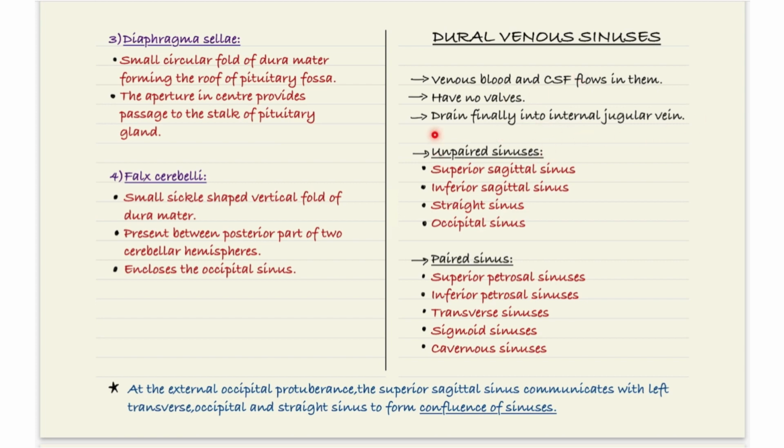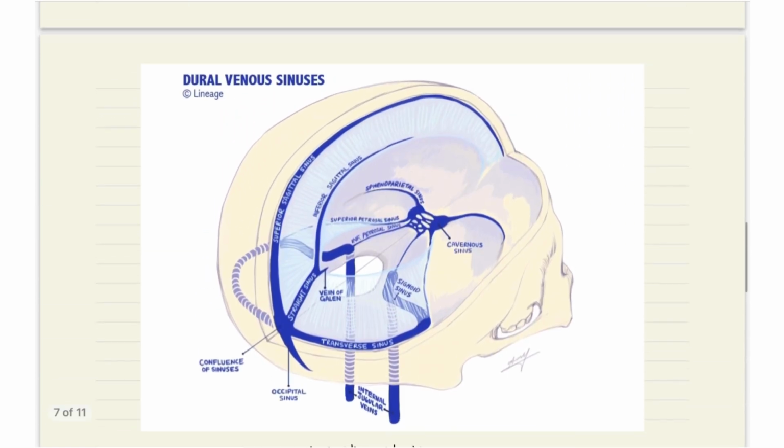Now the unpaired sinuses are the superior sagittal sinus, the inferior sagittal sinus, straight sinus and the occipital sinus. This is the superior sagittal sinus, the inferior, the straight sinus and the occipital sinus. These four are unpaired.